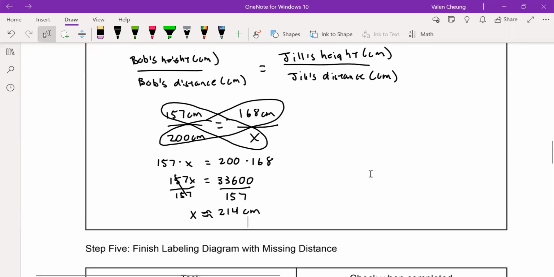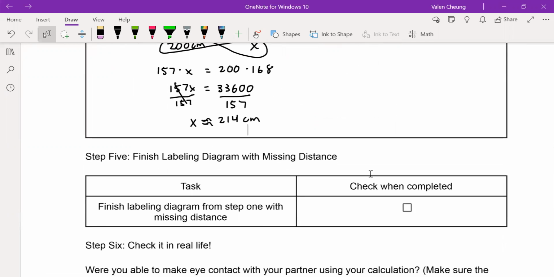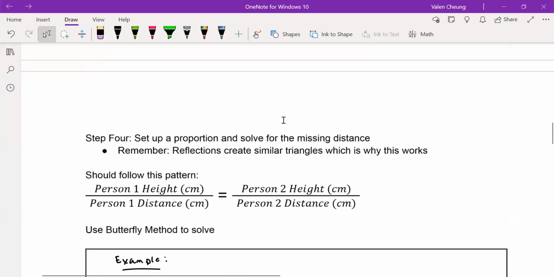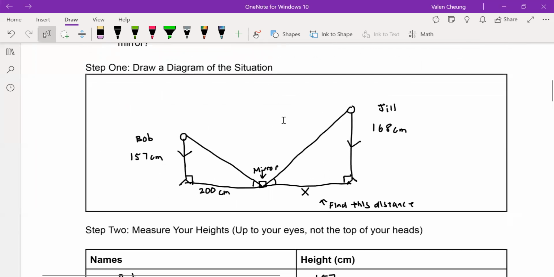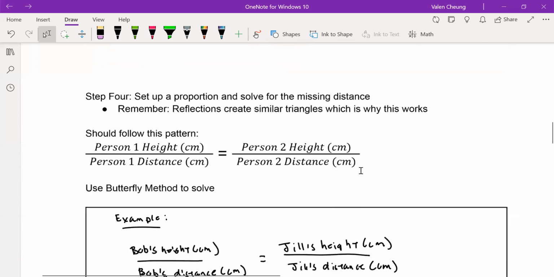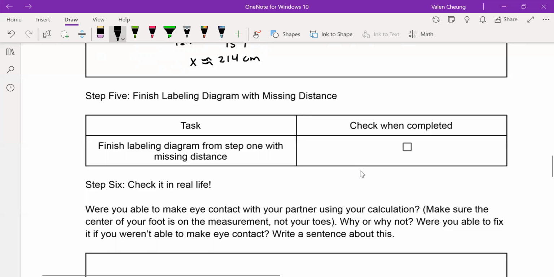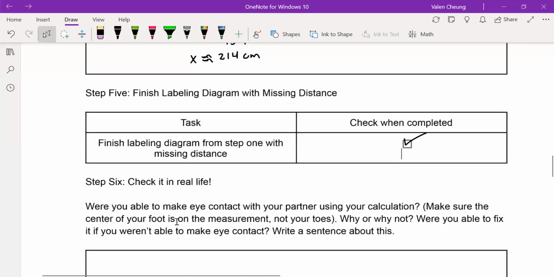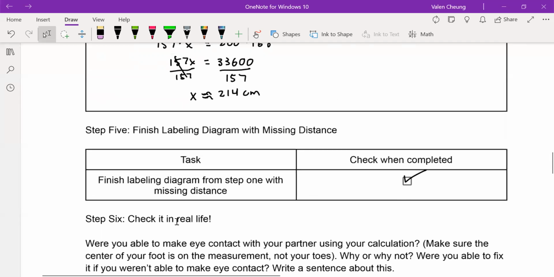All right, once you have step 4 done, you can do step 5. Step 5, you finish labeling the diagram with your missing distance. So we found that it was 214 for Jill. So let's move up. And I'm going to say she should be about 214 centimeters away. Okay, so now that I've labeled it appropriately, I can do a check mark. Pause the video and make sure you do that.